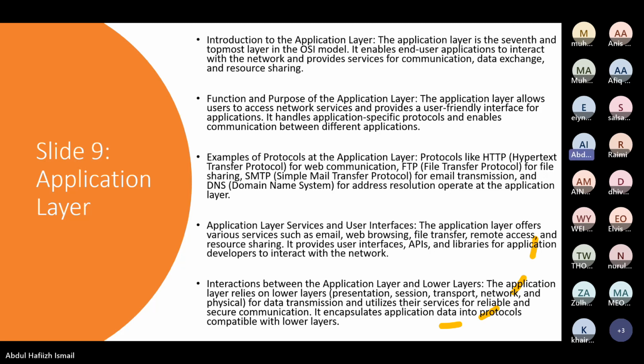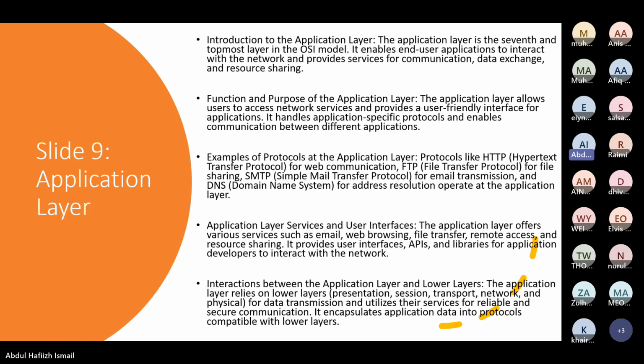So the application layer serves as the interface between the network and end user applications. It allows users to access network services and provides a user-friendly interface for applications to interact with the network. Think of it as the gateway through which applications can utilize the network to perform various tasks.